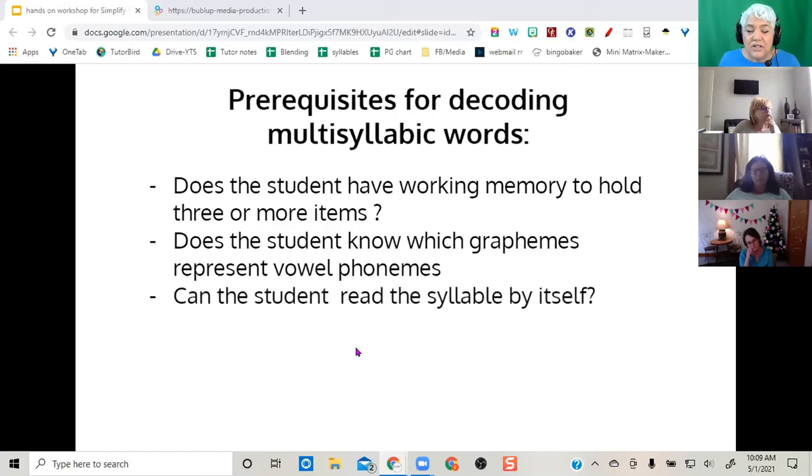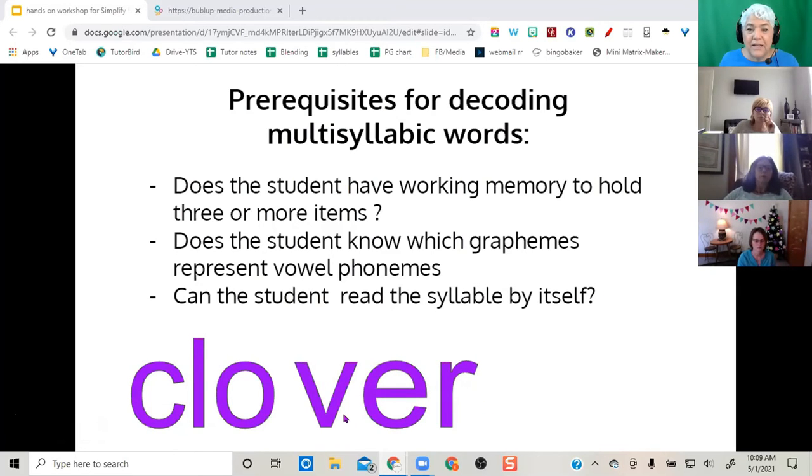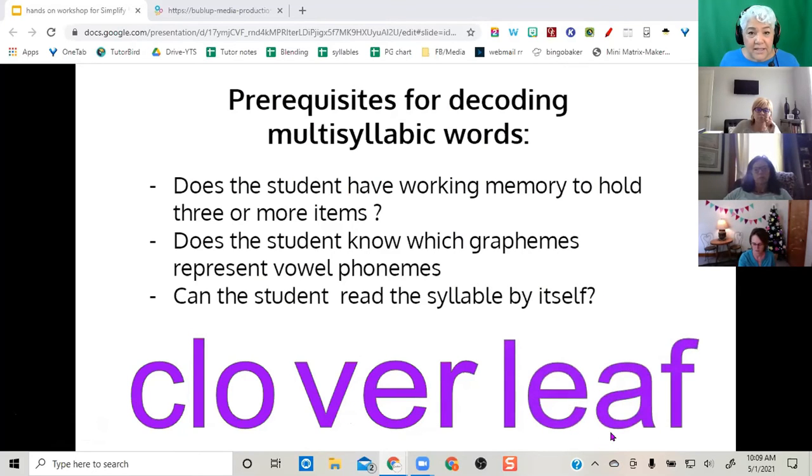And the student needs to be able to read the syllable on its own. If the student can read the syllable by itself, then we can read multisyllabic words. What is this syllable? Could you read it by itself? And then this syllable, could you read it by itself? Did I have to label it for you to read it? Or did you know that it's v and... And this syllable, could you read it by itself? Did you know that the EA says E or A, and the most common sound is E? If you could read these by itself, you can attack multisyllabic words.